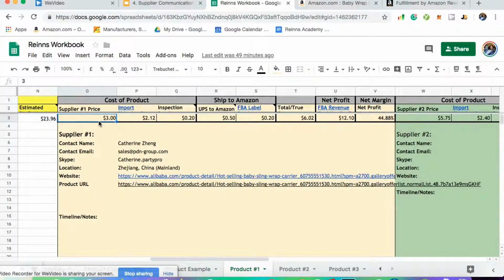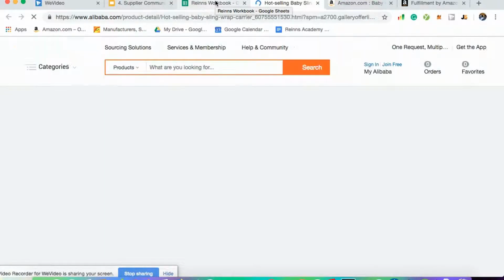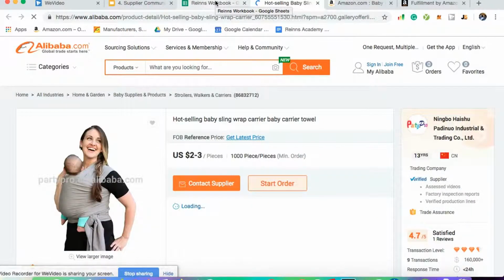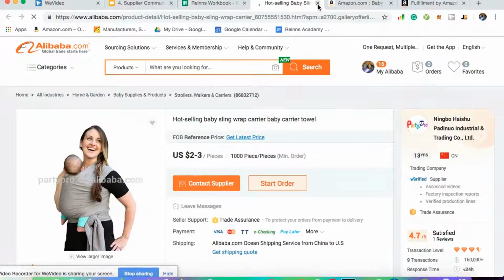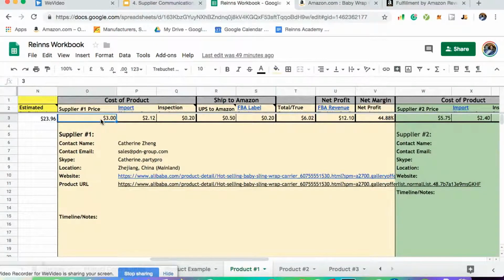So always have the price, which is what the suppliers are going to give you, and it's going to be per unit. You're going to place the price here. For example, these suppliers were selling this item, the baby sling wrap carrier, for $3, and this is what I'm going to use here. Let's just verify that. You see, they're saying 2 to 3, and of course, after communicating with them and telling them the best price, they told me 3. So that's what we're going to use here. That's 3 is what you put here.